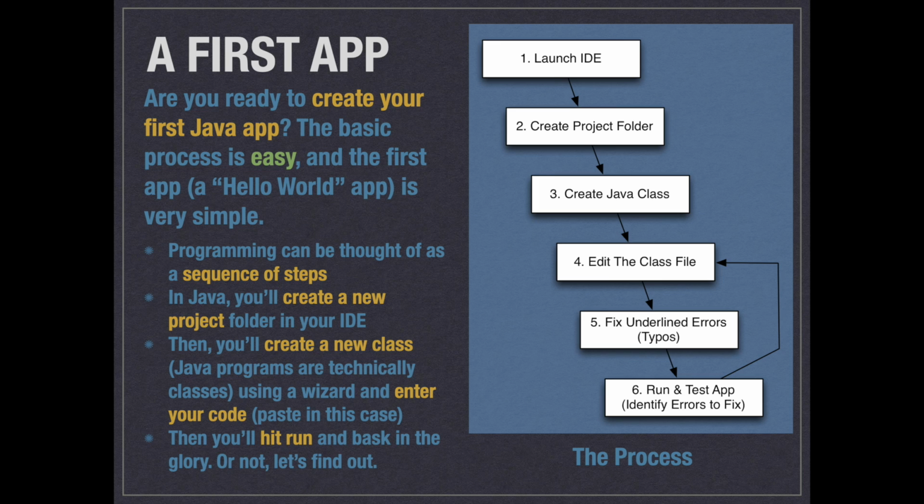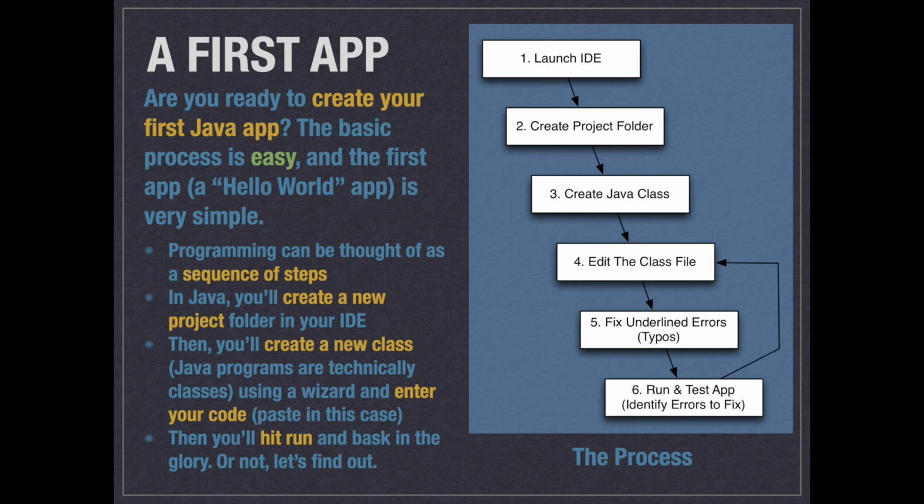Let's just talk about the next slide, which is a first app. The process of programming that's going to be typical for us in this class is we're going to launch the IDE, or Eclipse in our case. We will create a project folder to do our work in. Inside that, we'll create a Java class. So Java programs are actually classes. When they run, they're objects that are created from the class definition.